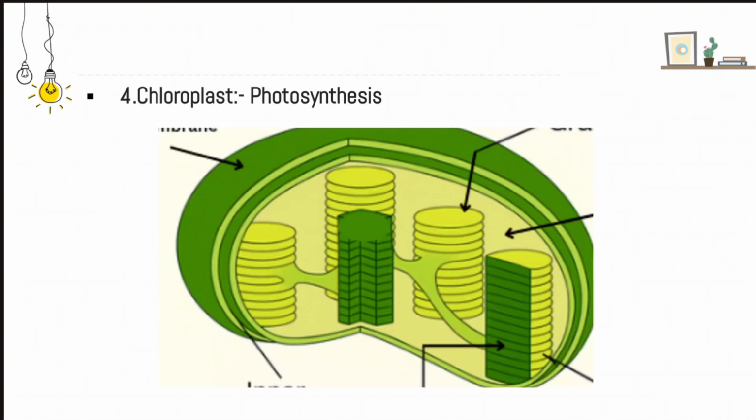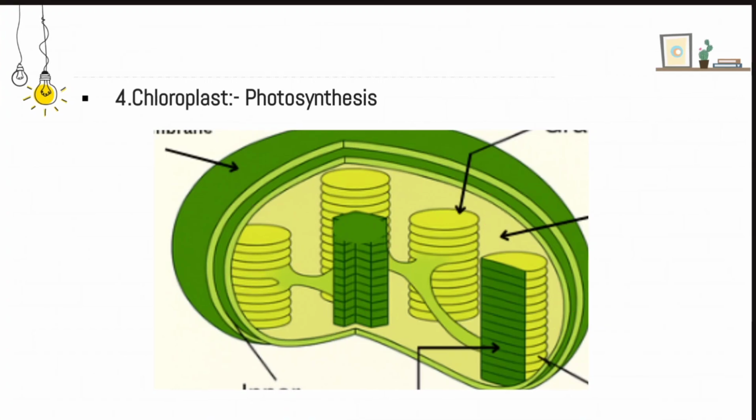Now the fourth one is chloroplast. This is found in plant cells. Chloroplast helps in photosynthesis. Inside the chloroplast, photosynthesis takes place in the thylakoid membrane, because the thylakoid membrane has chlorophyll which absorbs the light. So therefore the chloroplast helps in photosynthesis.